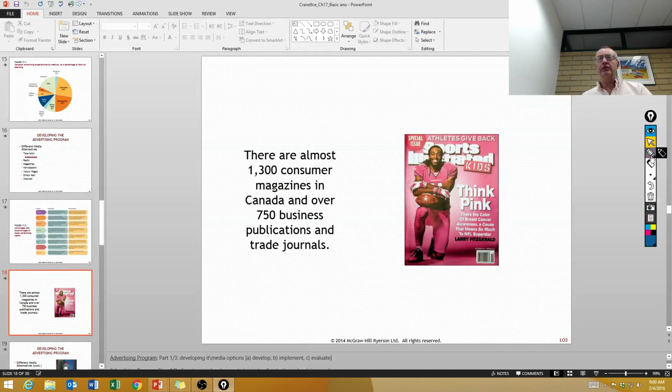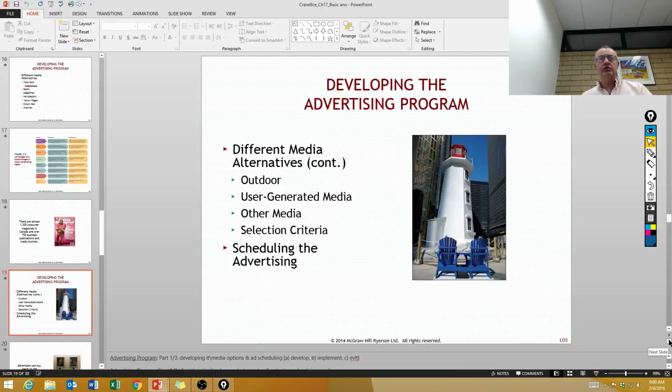And this is just an example of a magazine, Sports Illustrated. Lots of different magazine themes targeted towards particular markets. Okay, so we're still on step 1 of 3 of our overall advertising program. We're still in the design stage. And we're still in the 5th step of selecting the correct media.